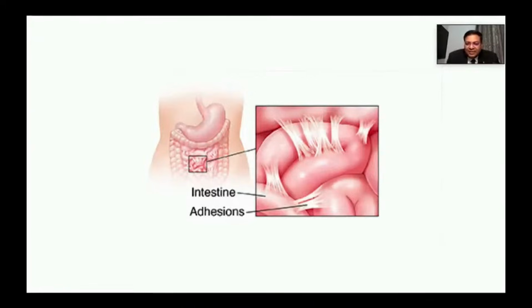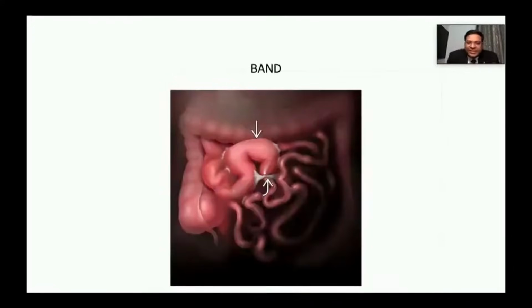If there is a sudden acute fold or a severe bend, then it will cause acute obstruction. If it is a minor kink or something, then it will cause subacute obstruction. Similarly, if there is a single band of tissue compressing from outside, we call it a band obstruction. Again, it can be acute or subacute.